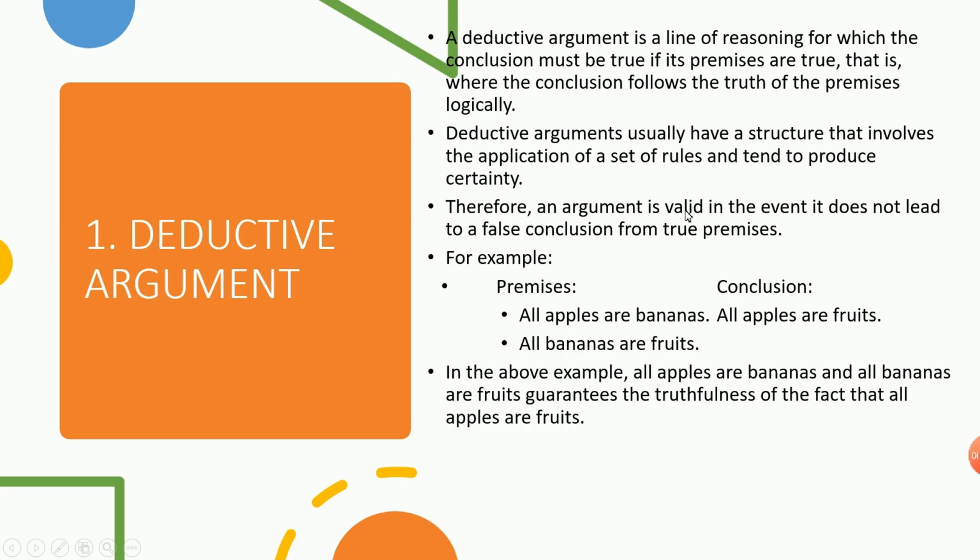Therefore an argument is valid in the event it does not lead to a false conclusion from true premises. So that's how it is formed. This is the deductive argument. Your first statement is given, based on that you are deducing one thing. Next, again the second statement is deduced. So here, all apples are bananas, all bananas are fruits. So that means all apples are fruits. That's how the conclusion is arrived at here.